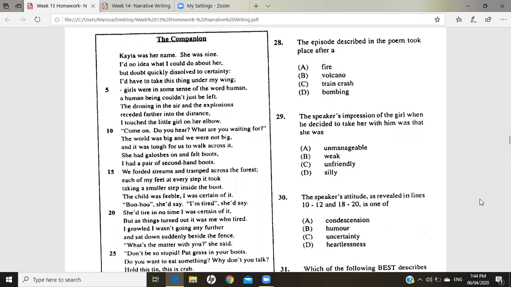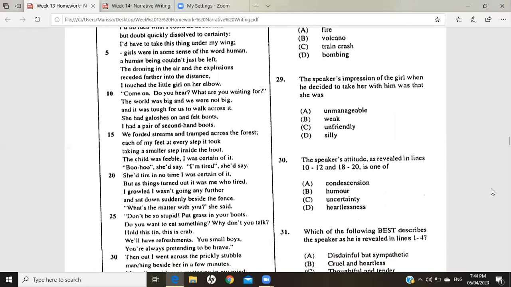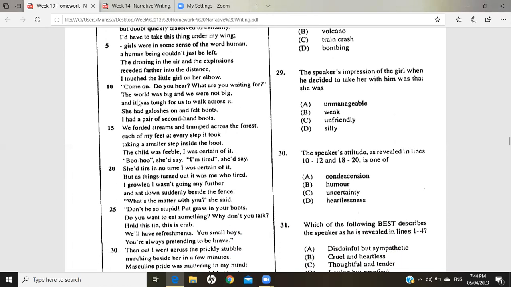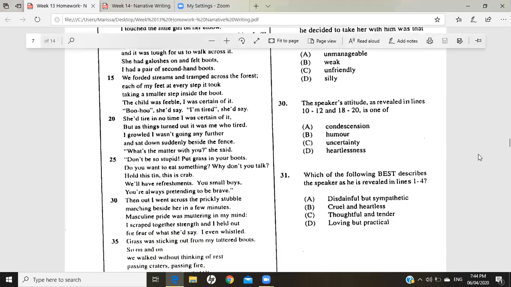Number 30 says the speaker's attitude as revealed in lines 10 to 12 and 18 to 20 is one of. So 10 to 12 says, come on, do you hear what you're waiting for? The world was big and we were not big, and it was tough for us to walk across it. So what do you think his attitude is? A, condescension. And what does condescension mean? Condescension meaning that he was feeling as though he was superior to her. Because she was a girl and he was a boy, so he was feeling that he could have ruled her, that she had to listen to him. So the answer was A.